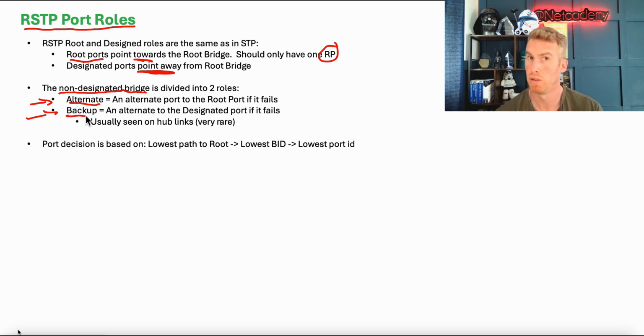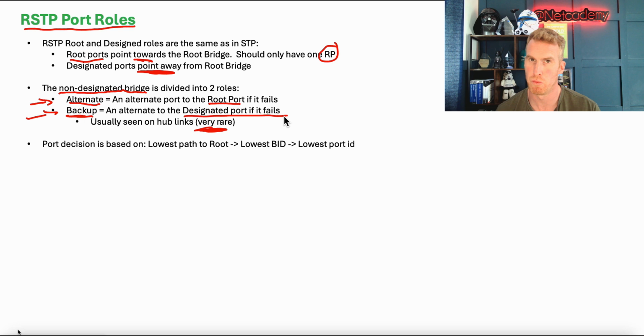The alternate is quite literally, if that root port fails, if the transceiver goes down or if the port is just disabled, whatever it may be, the alternate will just kick into effect and become that root port back to that root bridge. The backup port is when you've got a hub, basically. So this is going to be very rare. I'd be surprised if you see this today. But a backup port is if that designated port fails.